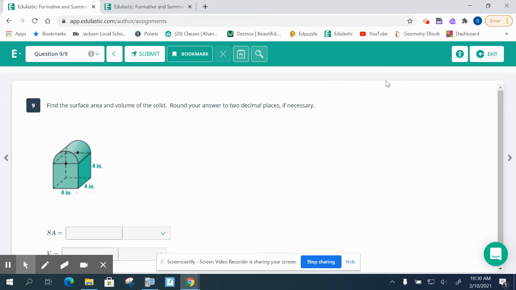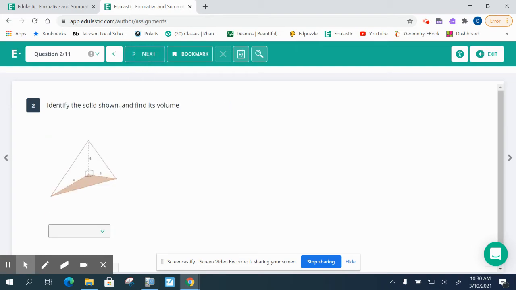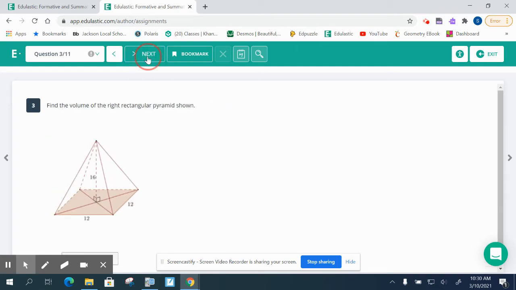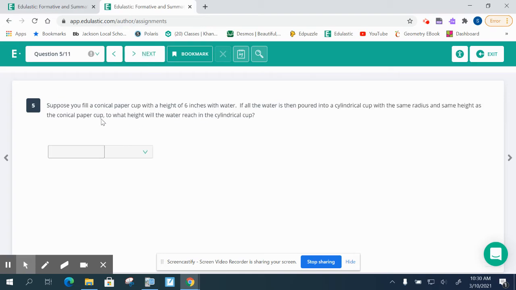Just think about it. All right, for today's assignment, there were a couple things on here that were tricky to people. It's just like if it takes 6 inches to fill up in the cone, it's going to take 1/3 of that to fill up in the cylinder. So 1/3 of 6 is 2.